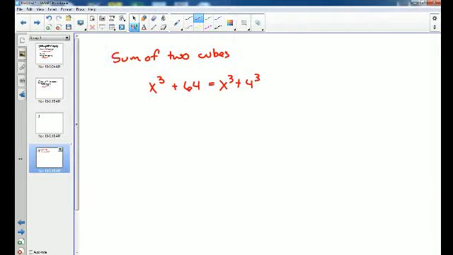Then you have calculus. All right. This factors out as x plus 4 times, what has to go here now? X squared, right? Because it has to be x cubed. Then minus 4x.